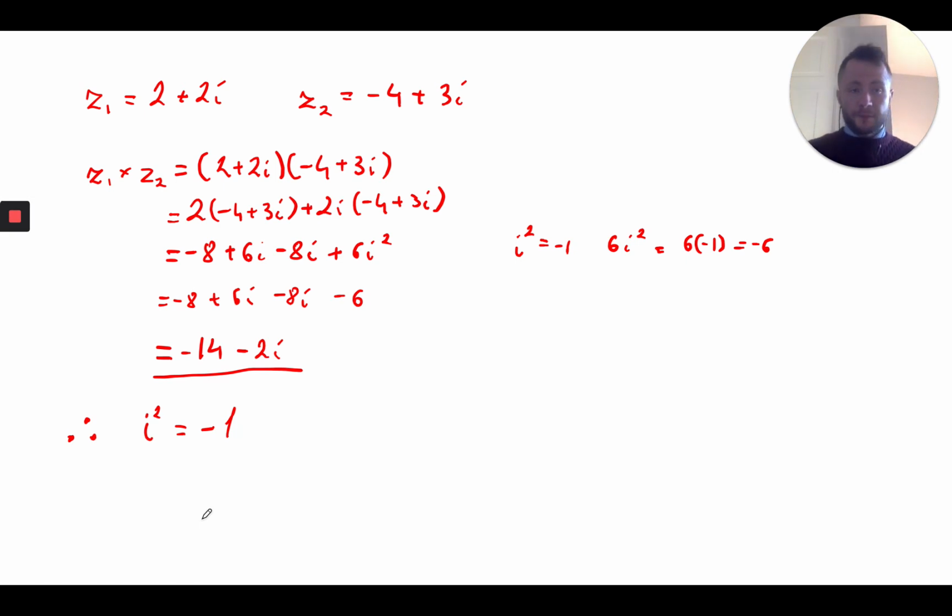In the next video in the series, we're going to take a look at the more difficult operation of division of two complex numbers. And to do that, we're going to introduce the notion of complex conjugate.